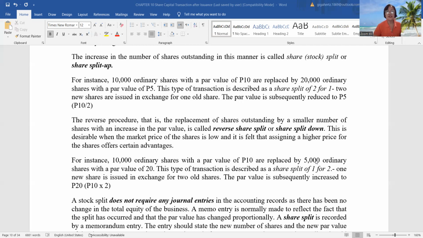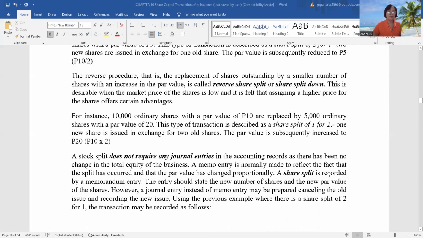This type of transaction is described as share split of 1 for 2. One new share is issued in exchange for 2 old shares. So, kukonti yung old shares kasi instead na 2, magiging 1 na lang. The par value is subsequently increased to 20. Yung 10, i-multiply natin by 2 kasi na-reduce yung number ng outstanding shares, mag-double yung value ng shares of stock.